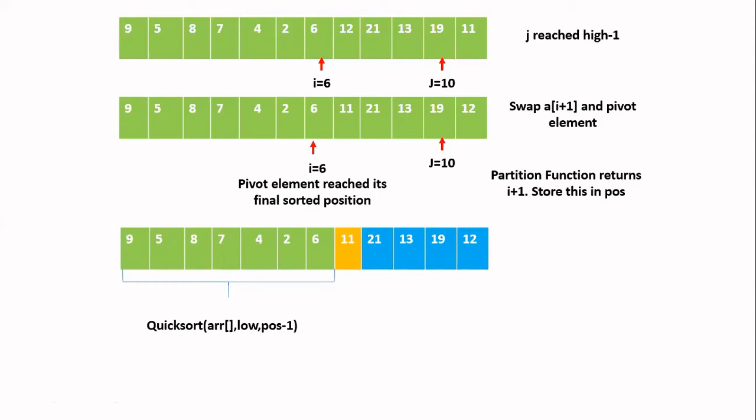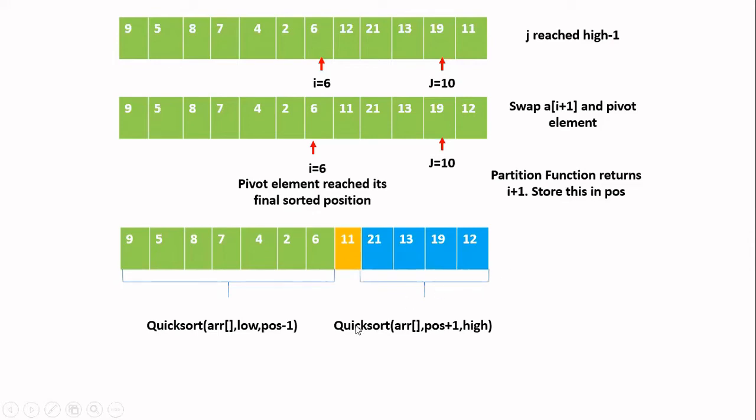Just consider the index of those elements. Similarly, you consider the blue color part. Here, the index of the lowest element is... 21 is the lowest element. The index of that element is now not low. Instead, it is pos + 1. Pos is nothing but the position of the pivot element. That pos + 1 will be the index of the lowest element, and the index of the last element will be high only. So now I have to call quicksort again for this particular blue part.